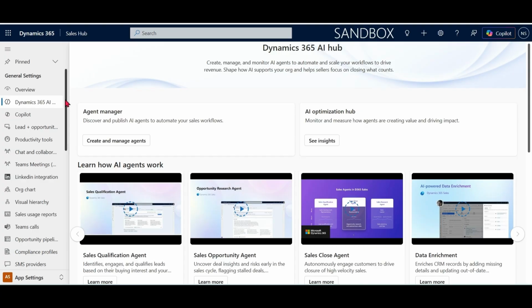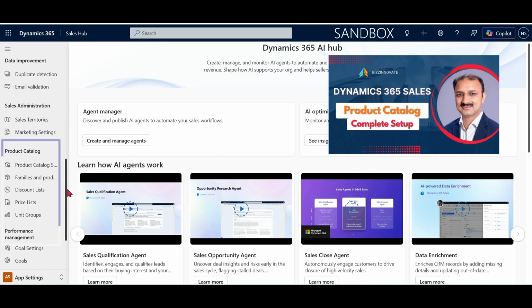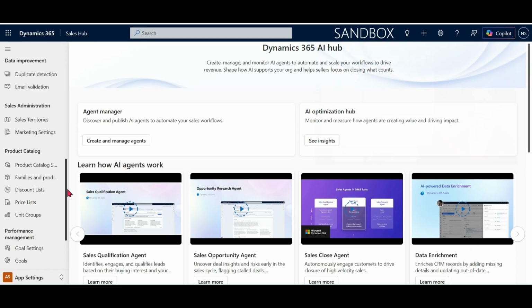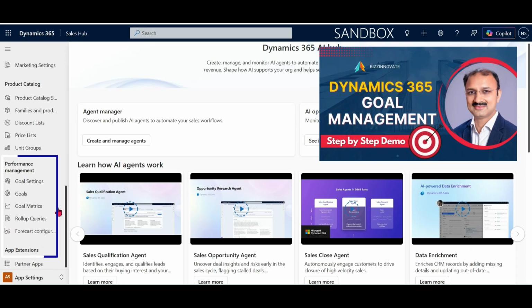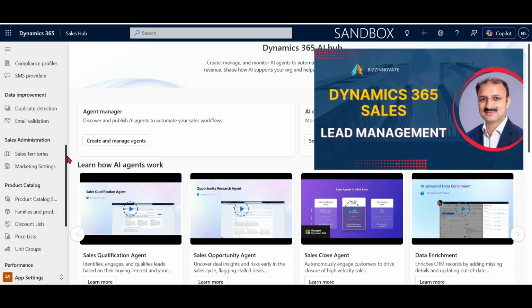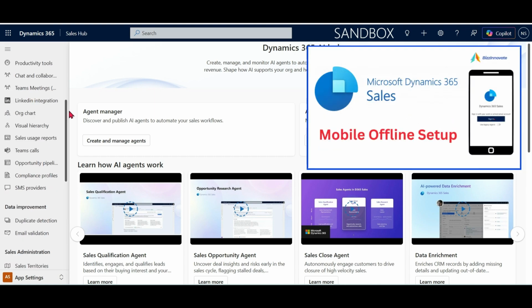In the exam, we get a lot of questions about the product catalog, like price lists, unit groups, discount lists, product families, and so many other options. So prepare very well on the product catalog. There are a lot of questions on goals and forecasting, a lot of questions on predictive lead scoring, and also a lot of questions on the Dynamics 365 Sales mobile app.